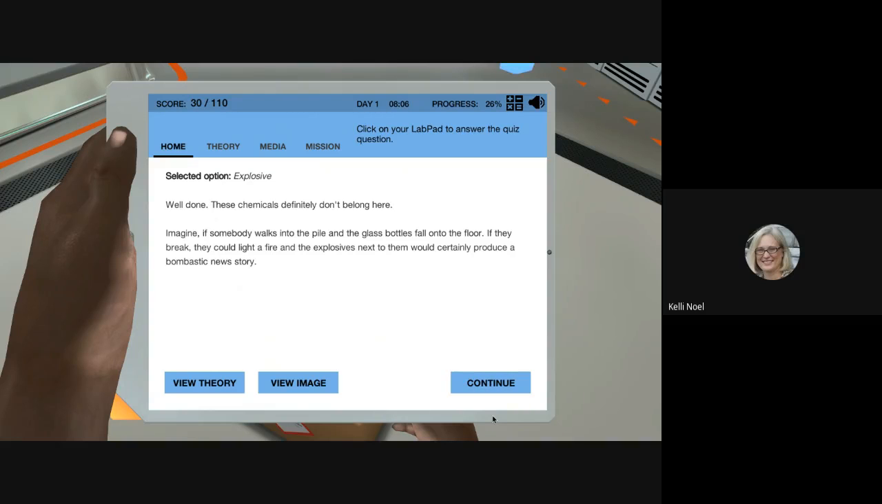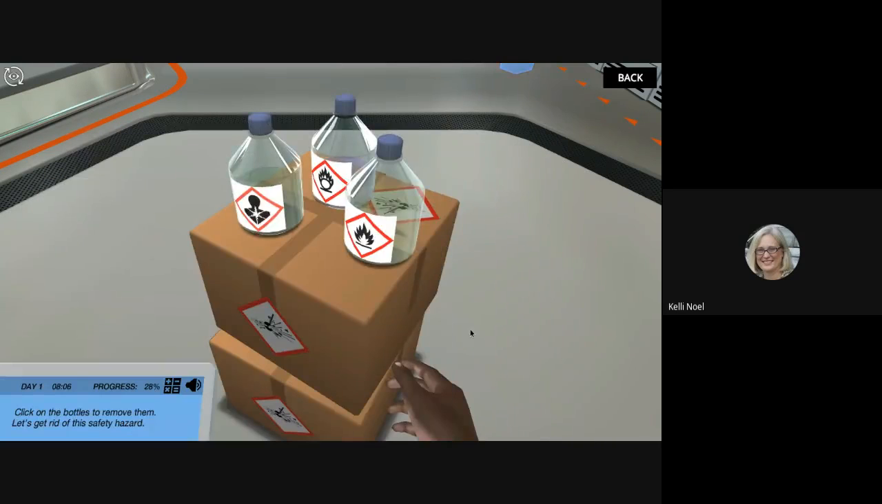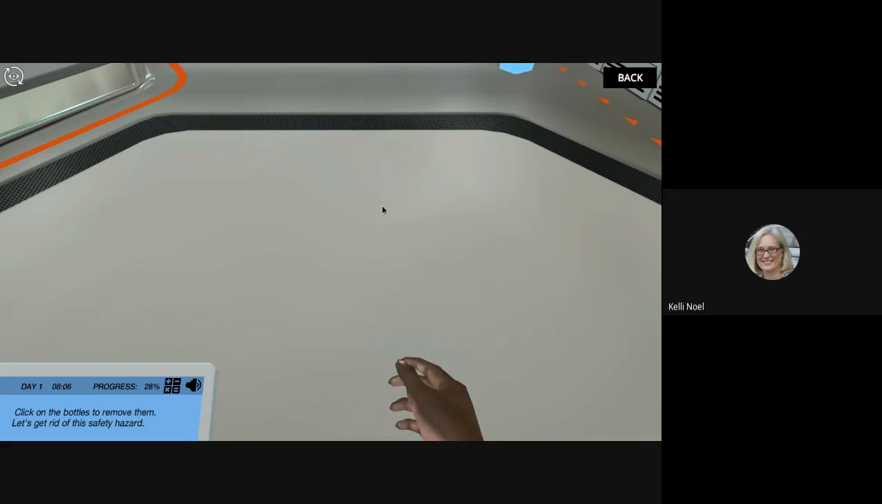These chemicals definitely don't belong here. Imagine if somebody walks into the pile and the glass bottles fall onto the floor. If they break, they could light a fire, and the explosives next to them would certainly produce a bombastic news story. Click on the bottles to remove them. Let's get rid of this safety hazard.